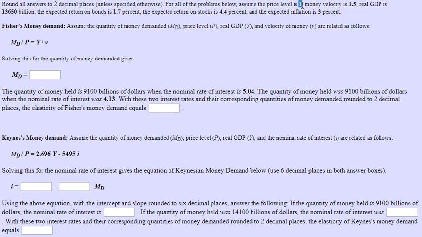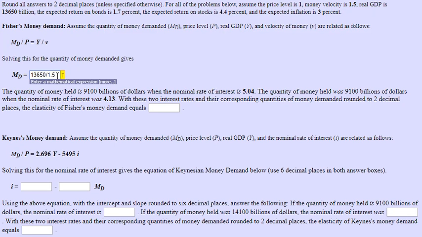The price level, again, is 1. So that right there is 1. So that's why we have MD here, money demand. The GDP level is 13,650 billion, or 13.65 trillion. We're going to divide that by the velocity. And the velocity is 1.5.